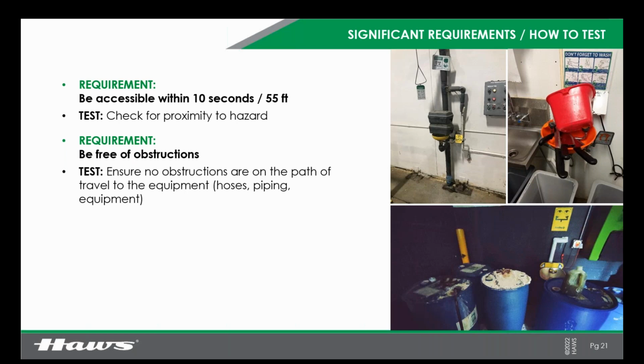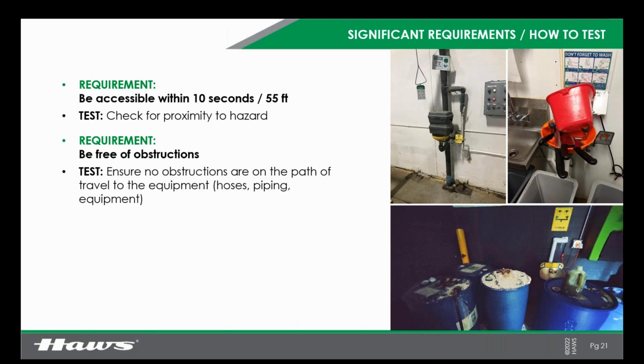Now, the first requirement is that this equipment be accessible within 10 seconds or 55 feet. There's an exception, a rule that was added later for the 55 feet because 10 seconds was too hard to measure for all of us. That time and distance can change, so 55 feet is a solid measurable distance. We want to make sure from hazard to emergency equipment that it is within 55 feet and nothing extends that distance. And it has to be free of obstructions. We have to ensure that there are no obstructions on the path of travel to the equipment or on the equipment.